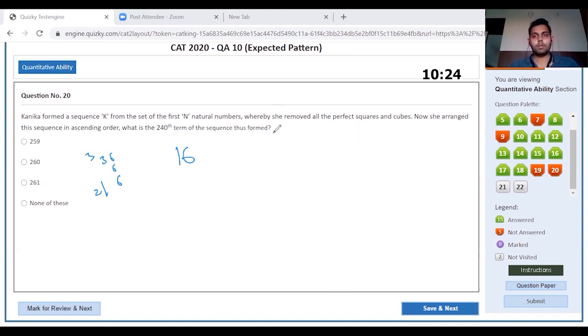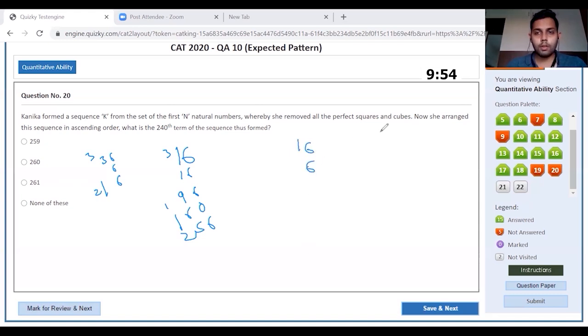Two, 1, 6. Okay. And 16 is 6, 6, 36, 6, 6, 7, 8, 9, 0, 0, 1, 6, and 256, right? So in this range we have 16 squares, we have 6 cubes.